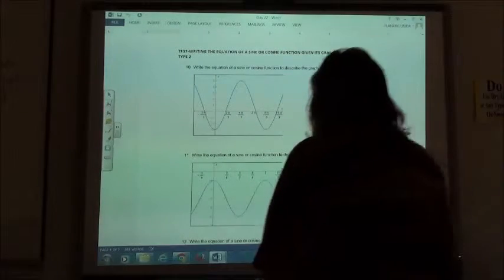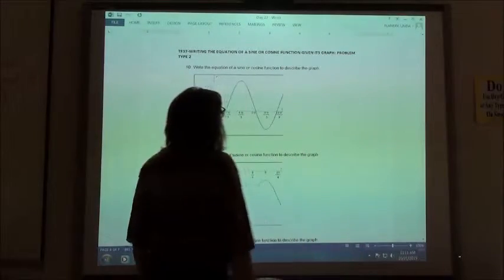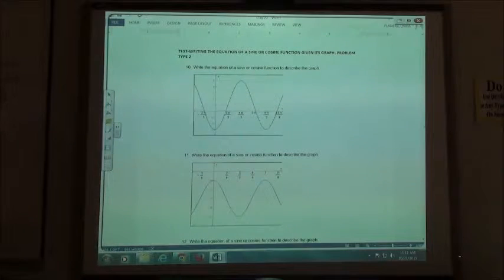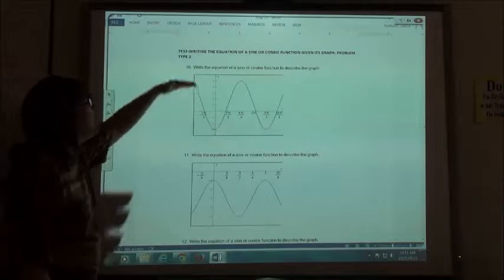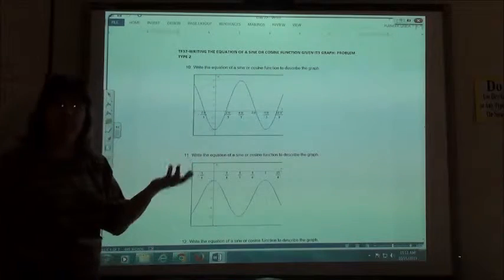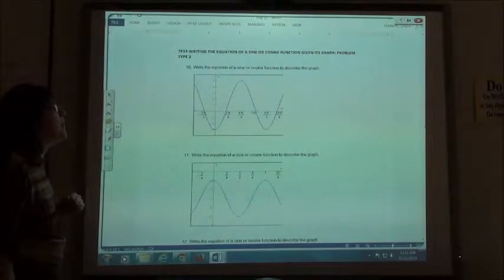The next ones, we are writing the equation of the sine or cosine function given its graph. This is problem type 2. Again, we're not going to have a phase shift left or right, but we are going to have a shift up or down, which means we end up adding or subtracting a number from the end.